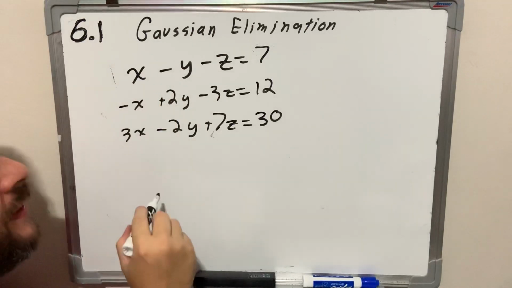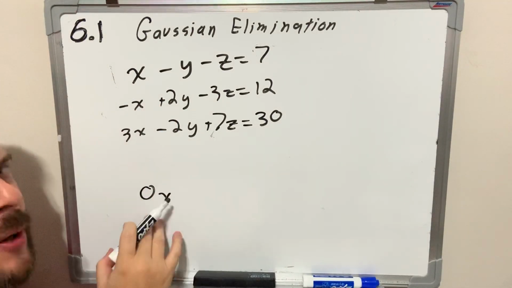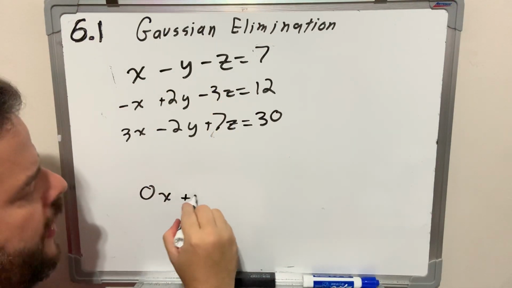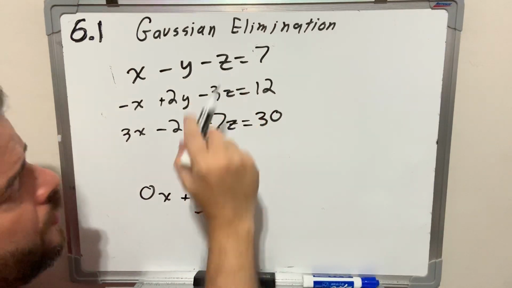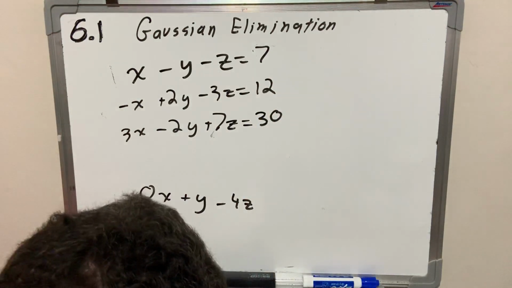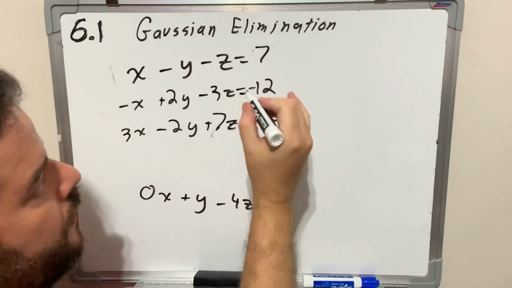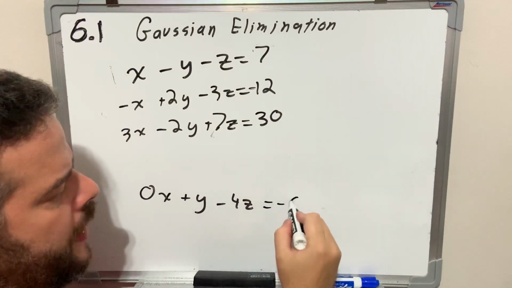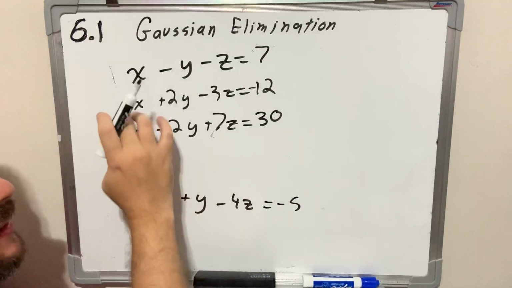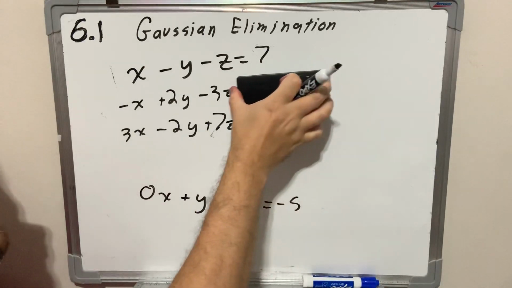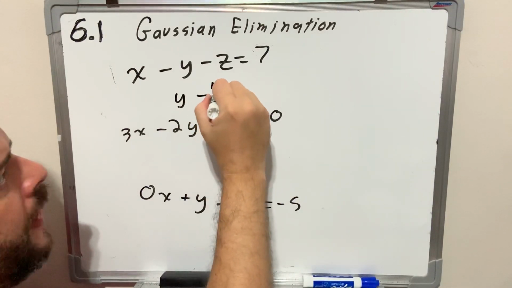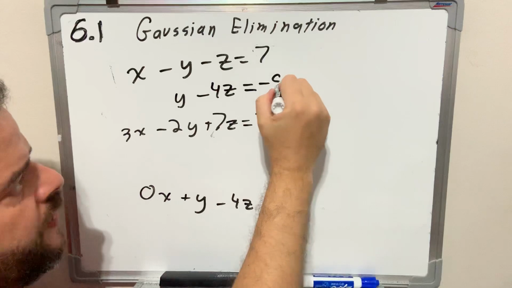When I add x plus negative x, I get 0x. I'm going to put it down here, but I'm just going to leave it blank up here so you know what happens. When I add these two, I get y. When I add these two, I get minus 4z. When I add these two, let me just make sure I got the right numbers. Oh, and this is a negative 12. When I add these two, I get minus 5. So this is my answer. I'm going to write my answer in the middle, because when I add the top equation to this equation, I'm just left with y minus 4z equals -5.